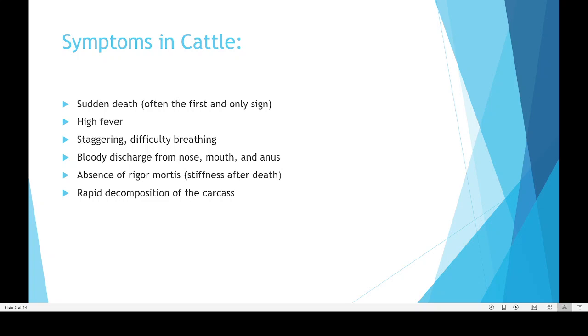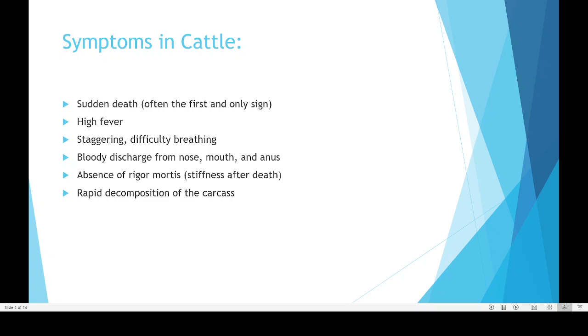Then high fever. Most of the time people may not be checking, unless we have one or two cattle, people may not know whether the cow has any problem, except when it is not feeding properly. Then staggering or difficulty in breathing. That is also a problem. Then blood discharge from nose, mouth or anus. All these are symptoms showing that the cow or cattle has some major disease.